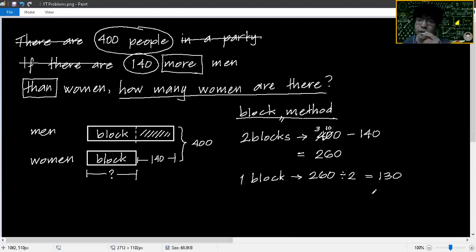Now, what is the question again? How many women are there? Luckily, the question itself is already one block. So therefore, the answer is, let's say, there are 130 women. So this is how the block method works.